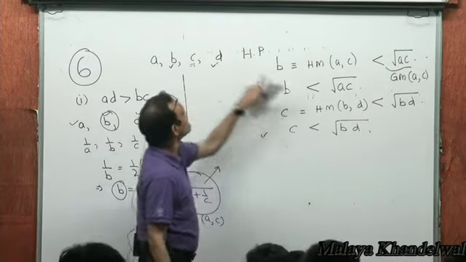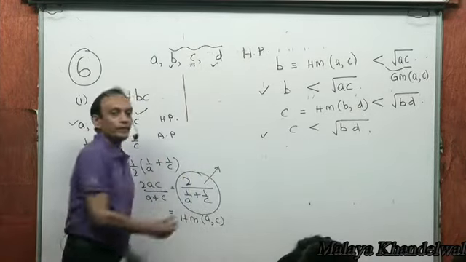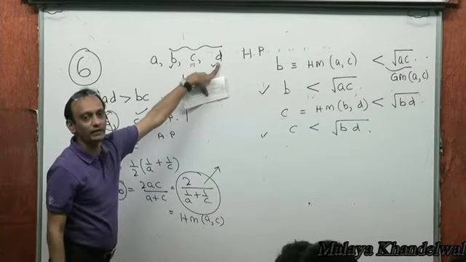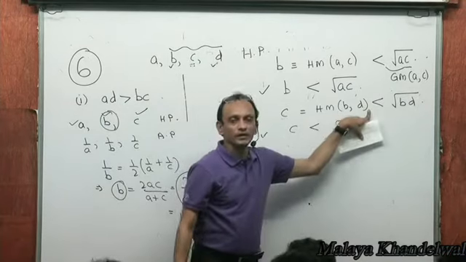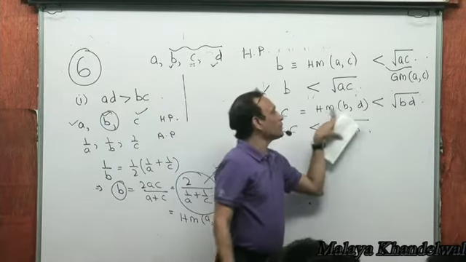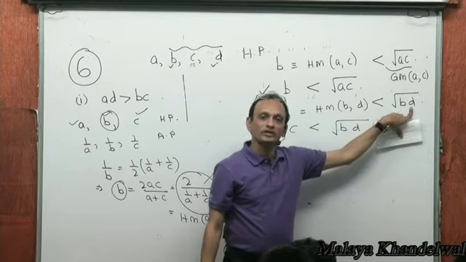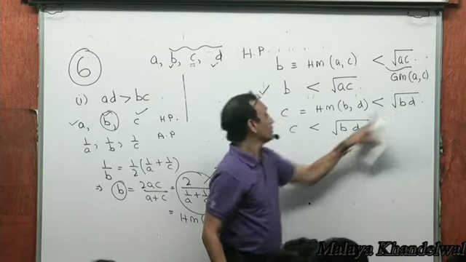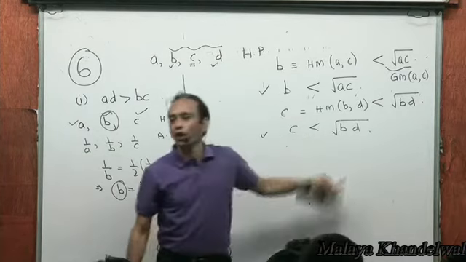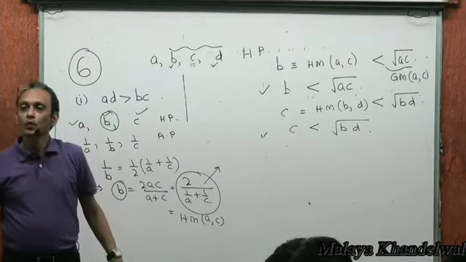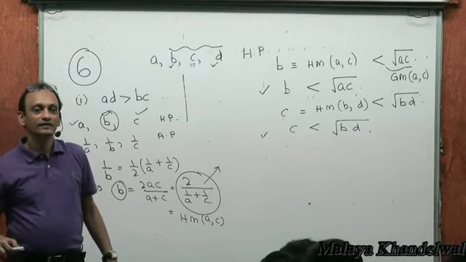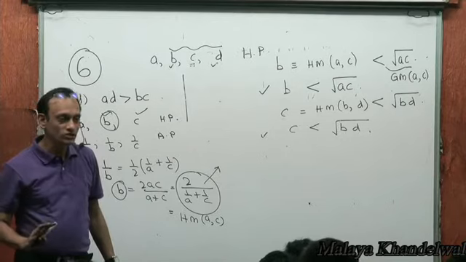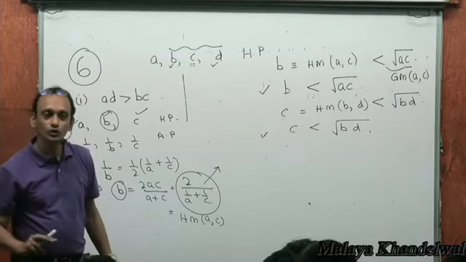Similarly, B, C, D are in HP. So C must be the harmonic mean between B and D. But the harmonic mean between two numbers is less than the geometric mean between the two numbers, root BD. So C must be less than root BD. How about it? You look tentative. I can explain it a few more times if you like. Are you lost? Anyone?